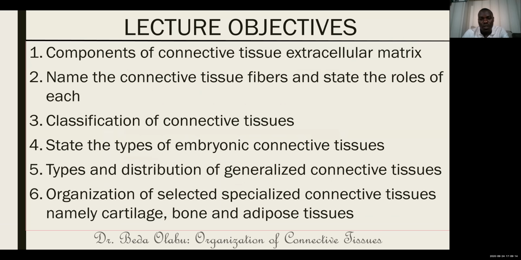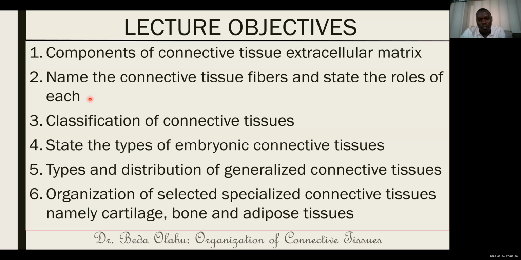These are the things we are going to learn under connective tissues. Because we have said that the matrix is a lot, we are going to look at this matrix in detail. We want to see what really makes up the matrix of connective tissues. Within that matrix are what we call connective tissue fibers. We are going to name the key types of connective tissue fibers, and we are going to state the role of each.